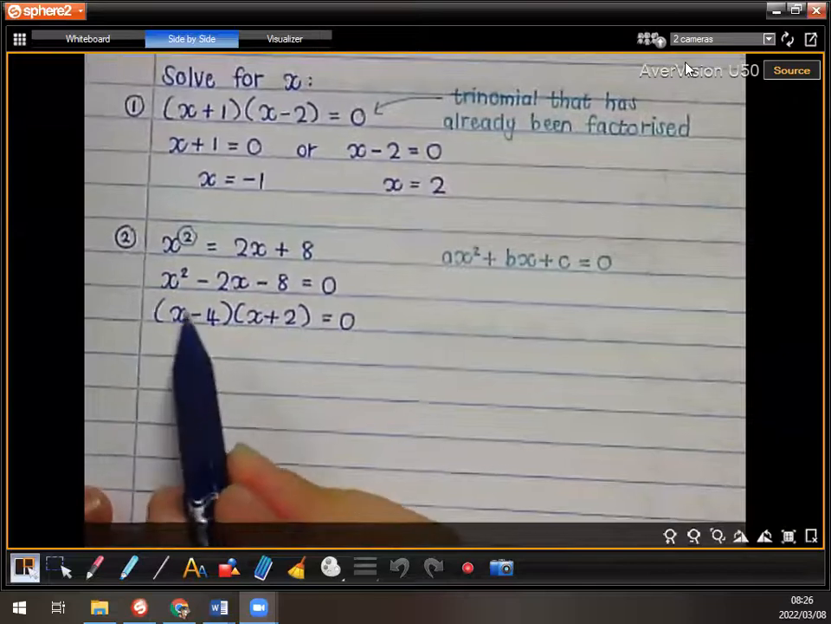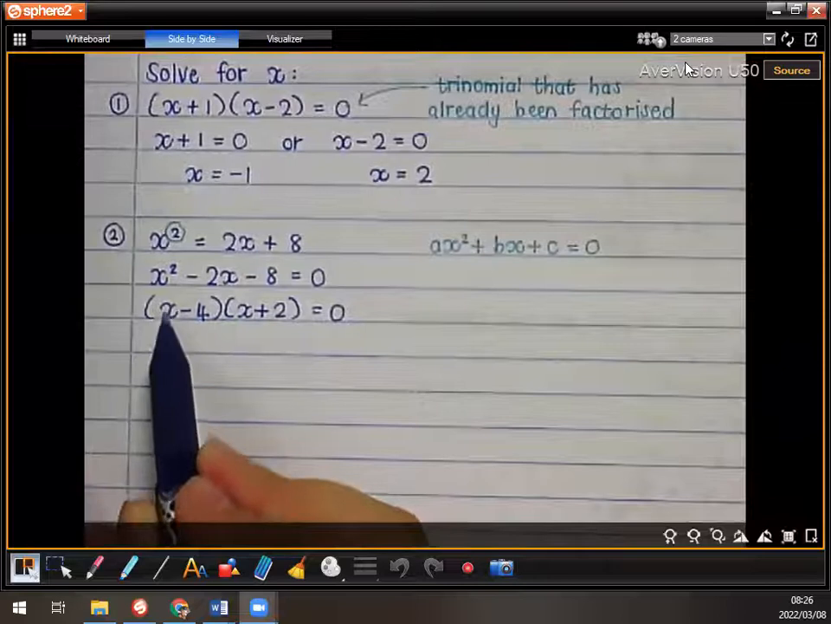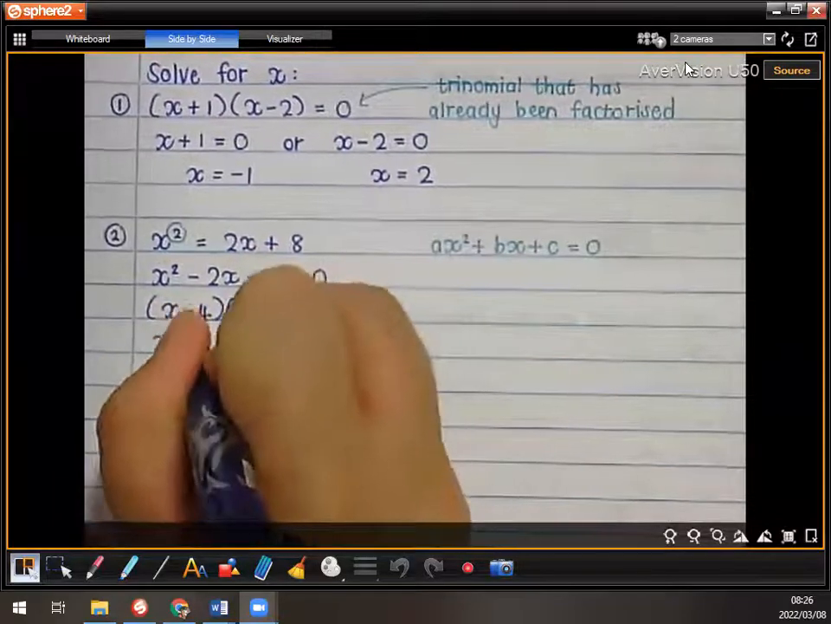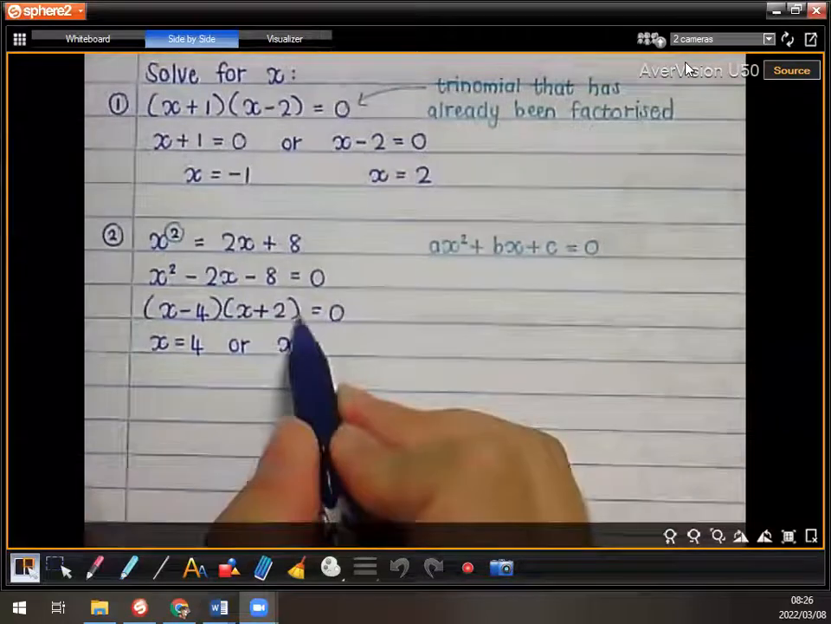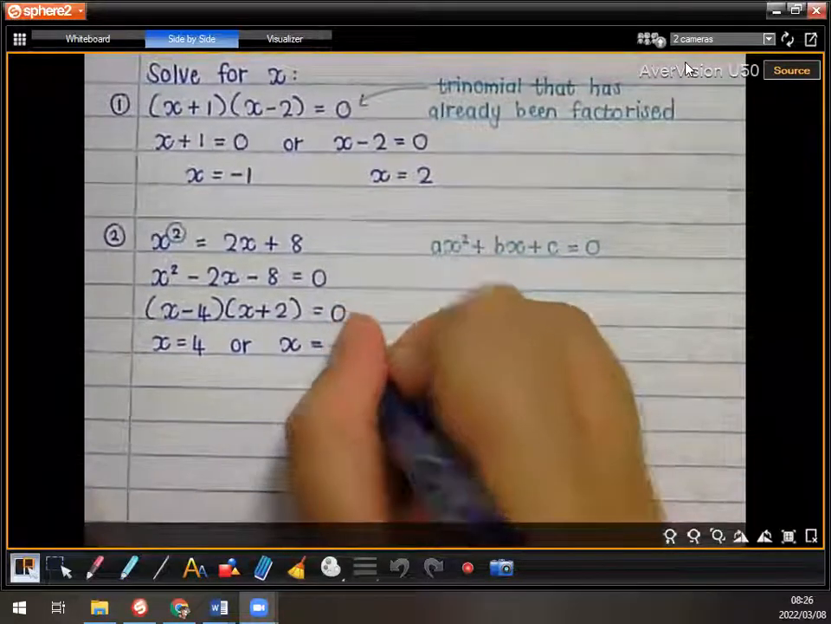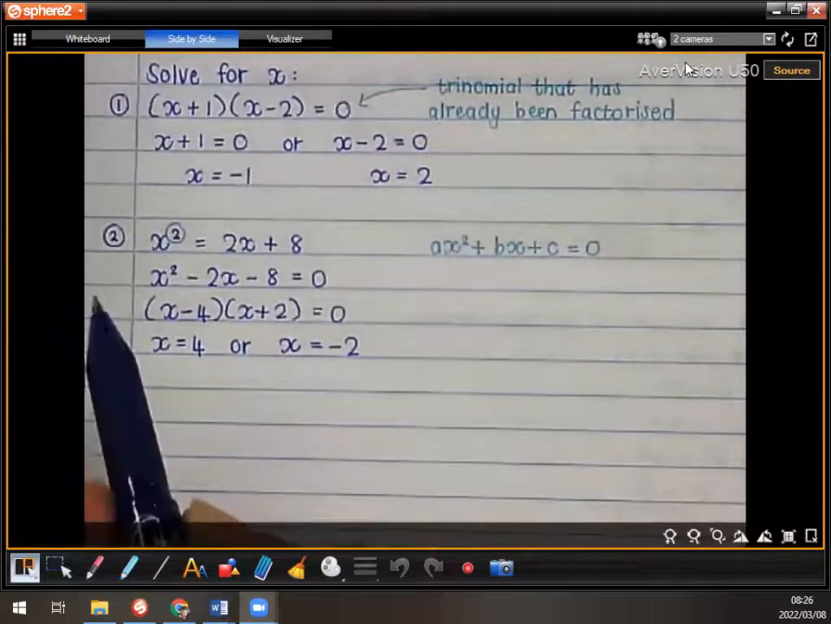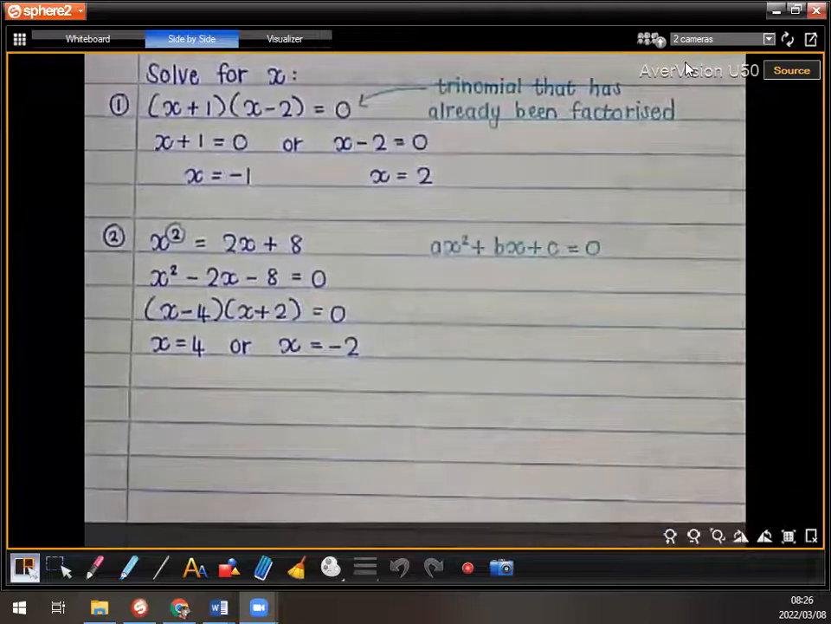Okay, what value will make my first bracket 0 here? What x value? x would have to be 4, right? So 4 minus 4 is going to give me 0. So x is 4 from that first bracket, or from the second bracket, x is negative 2. Or guys, if you feel more comfortable, you can write x minus 4 equals 0, or x plus 2 equals 0, and then just solve those down below. That's perfectly fine.